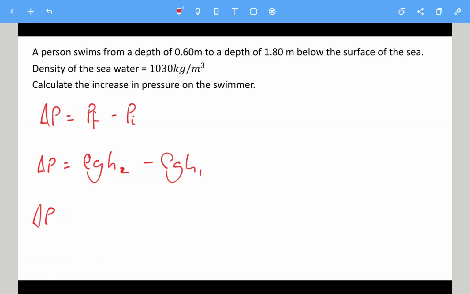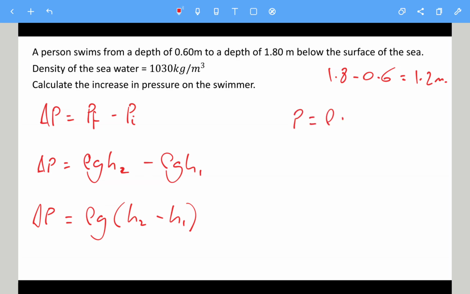So if you're looking at a change in pressure, mathematically it looks like this, but even if you're not quite sure on what's happened there, it's pretty straightforward. You just do the change in height and then times it by density times G. So you just do the difference in height, so 1.8 minus 0.6, which gives us a change in height of 1.2 meters. Then just apply the pressure equals rho GH. So density is 1030 times 9.8 times the change in height of 1.2.